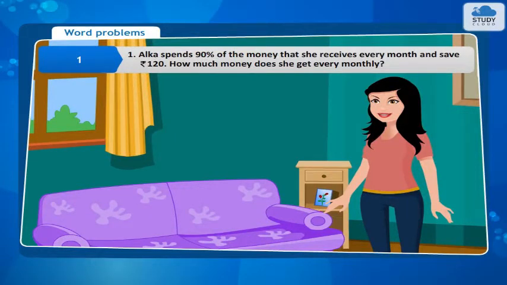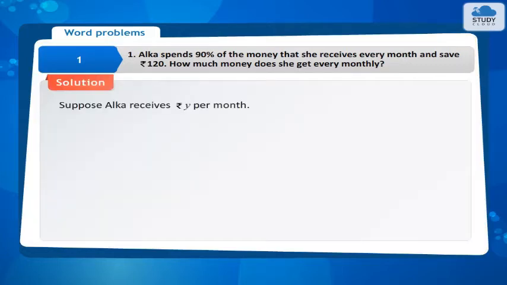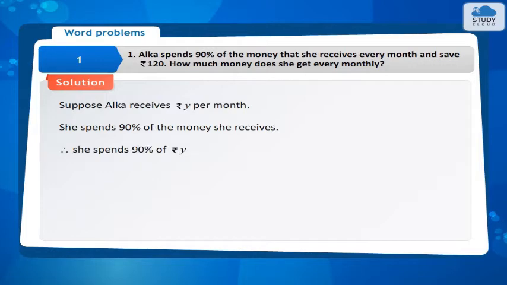1. Alka spends 90% of the money that she receives every month and saves rupees 120. How much money does she get every month? Solution. Suppose Alka receives rupees Y per month. She spends 90% of the money she receives. Therefore, she spends 90% of rupees Y, which is equal to 90/100 × Y, which is equal to rupees 9Y/10. Savings is equal to income minus expenditure.